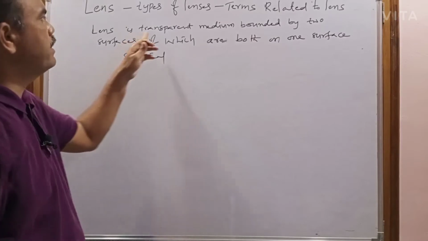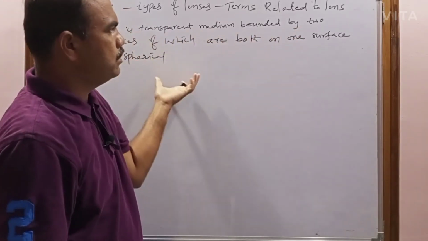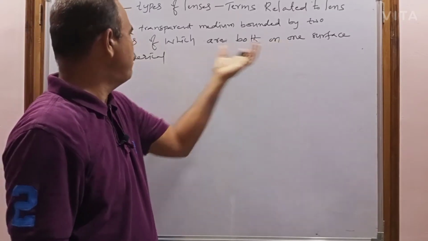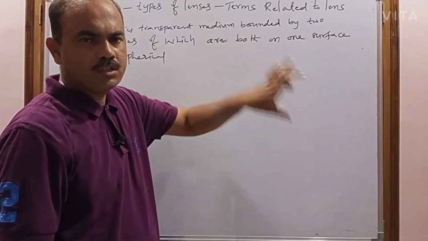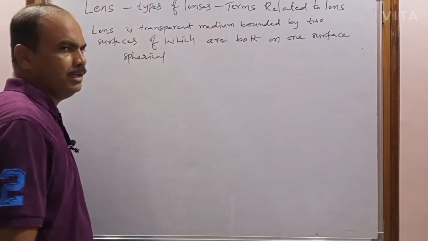So what is a lens? A lens is a transparent medium. It is bounded by two surfaces. Of the two surfaces, one may be spherical or both surfaces are spherical. That type of transparent medium can be called a lens.